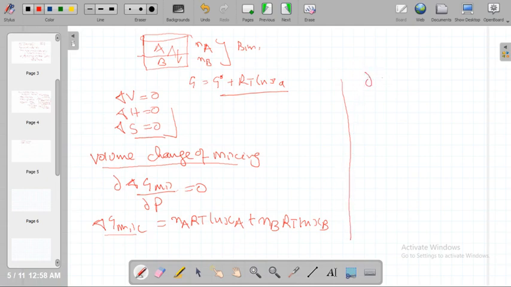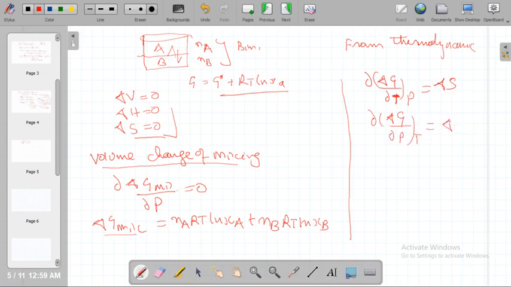But here, since the change in Gibbs free energy with temperature and pressure is related to entropy, this is from thermodynamic quantities. From thermodynamics, you get that a small change in Gibbs free energy with temperature at constant pressure equals the change in entropy, and the change in Gibbs free energy with pressure at constant temperature, delta G by delta P, equals the change in volume. This you have derived in the chemical potentials.